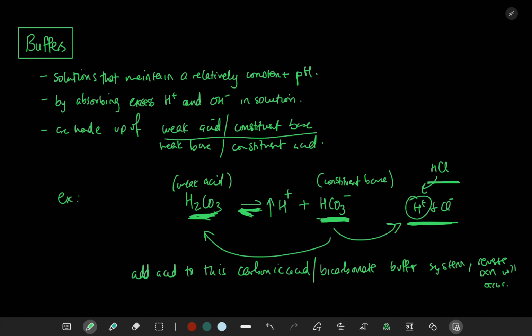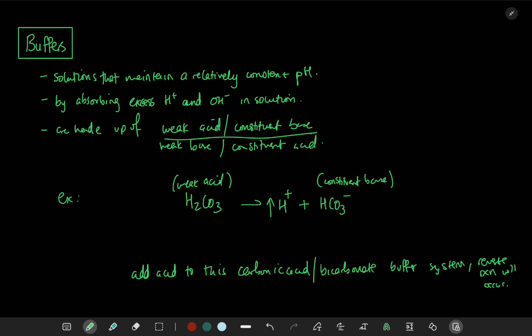Okay, so now let's look at what happens when we have the addition of a base. All right, so now let's look at what happens when we have the addition of a base to this buffered solution. What happens if we have more base added, right? So say we add, I don't know, sodium hydroxide, right?